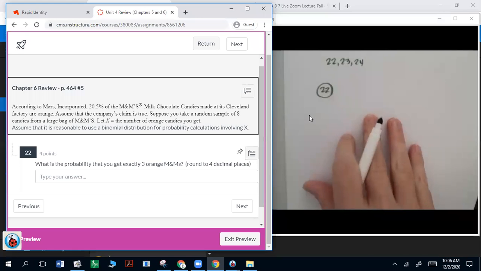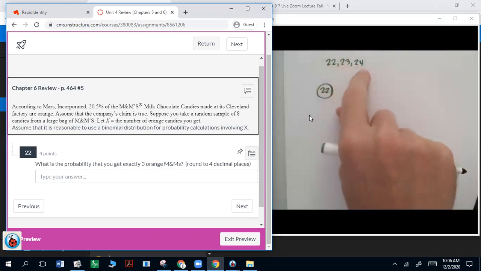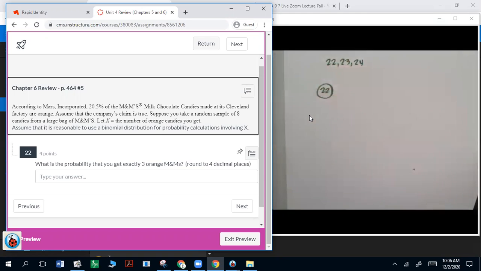Okay, this set of problems is going to be for 22, 23, and 24. So our situation here is, according to Mars, Incorporated, 20.5% of M&M's milk chocolate candies made at its Cleveland factory are orange. Assume that the company's claim is true. Suppose you take a random sample of 8 candies from a large bag of M&Ms. Let X equal the number of orange candies you get. Assume that it is reasonable to use a binomial distribution for probability calculations involving X.